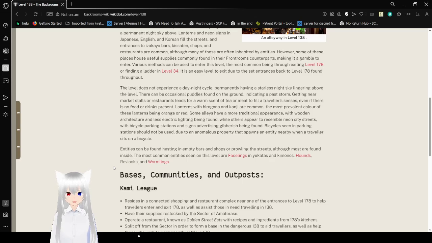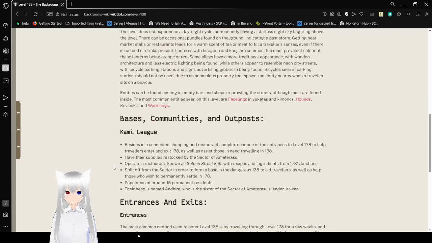Some alleys have a more traditional appearance with wooden architecture and less electric lighting being found, while others appear to resemble neon city streets with bicycle parking stations and signs advertising gibberish being found. Bicycles seen in parking stations should not be used due to an anomalous property that spawns an entity nearby when a traveler sits on a bicycle.